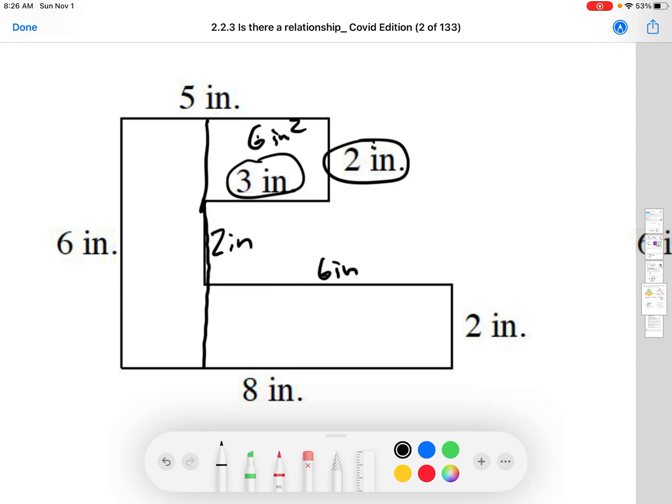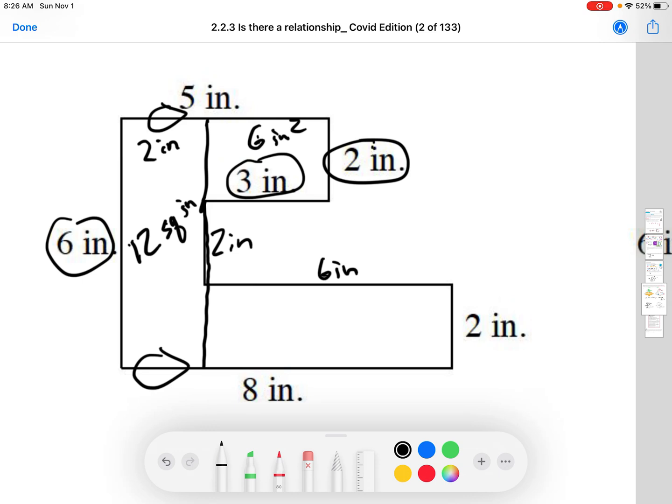This one goes all the way down. It is a 6 by, what's its length? It's not 5 and it's not 8. Remember I did erase that part, but it was 2 inches. So this becomes 12 square inches.